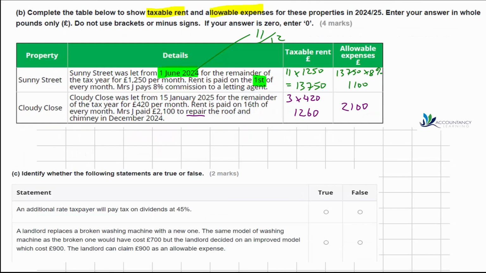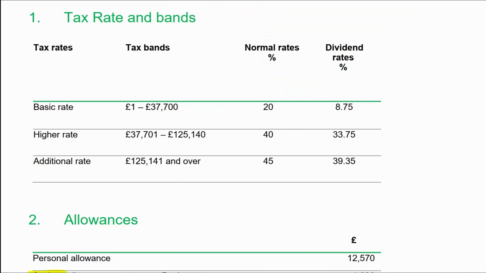And then part C, identify whether the following statements are true or false. So the first one, an additional rate taxpayer will pay tax on dividends at 45%. Well, here's section 1 of the reference materials, and the question said it was an additional rate taxpayer, and it was about dividends. So we can see there the tax rate is 39.35%. So the answer to that is false.